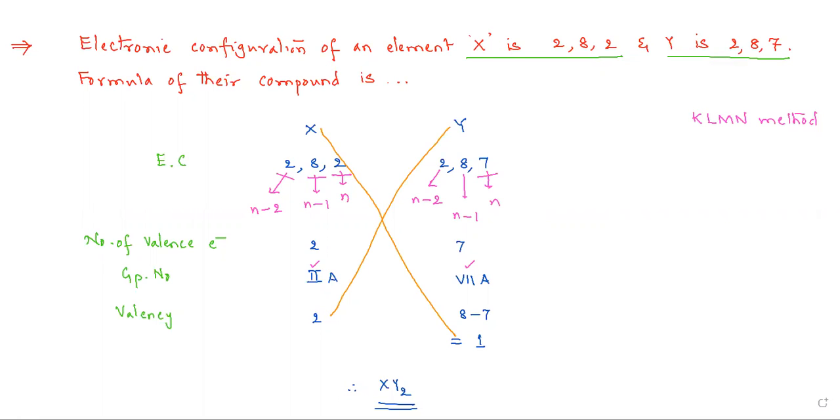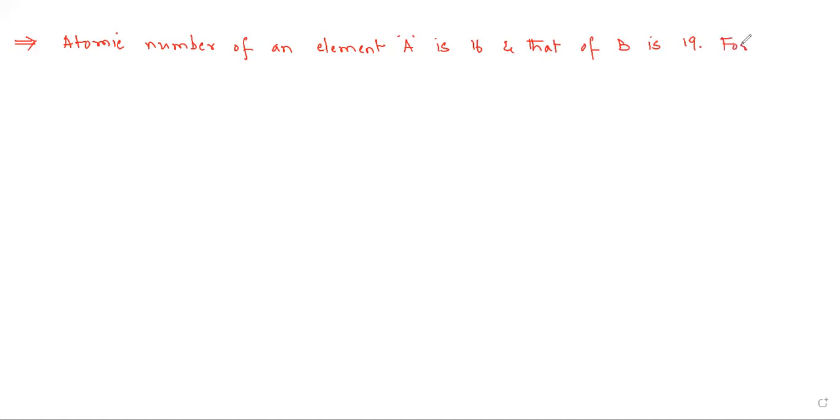Now, let us take one more question wherein atomic numbers are given. The atomic number of an element A is 16 and that of B is 19. This is interesting. Formula of the compound of A and B is... okay. Come on. Atomic number of A is 16 and that of B is 19.